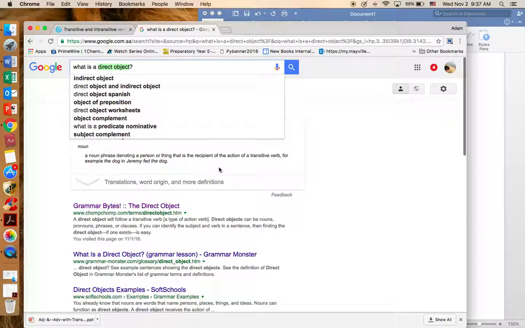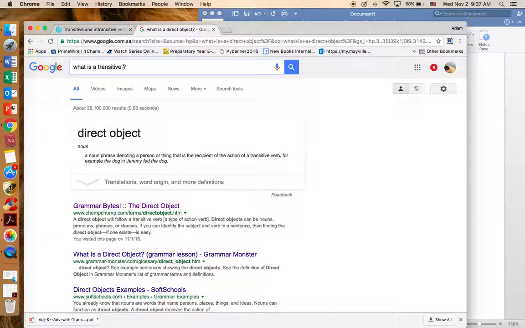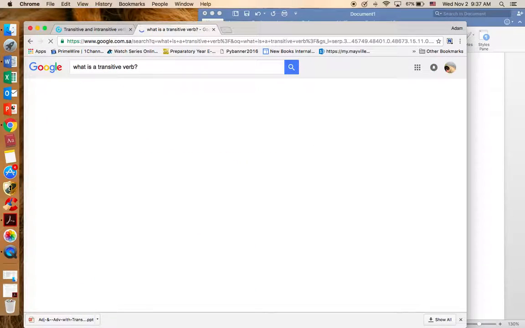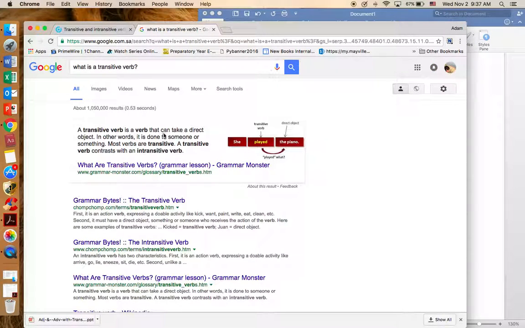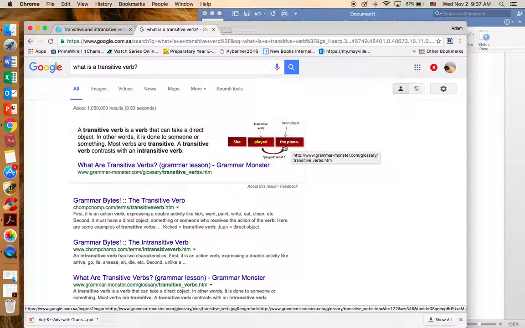Now you saw another word here, transitive verb. Maybe you're questioning what that is. What's a transitive verb? Well, Google even gives us the answer. It's such an easy one. A transitive verb is a verb that can take a direct object. Right? So she played the piano. What did she play? She played the piano. The direct object is immediately following the verb.